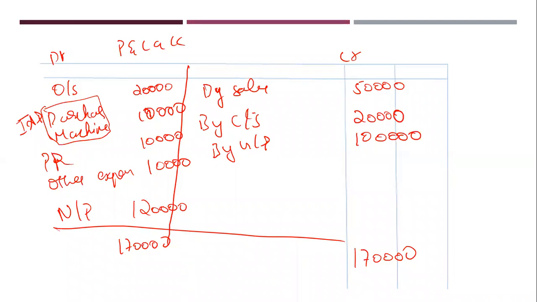When you discuss the depreciation concept, there are many things to discuss. Each class we can discuss individually. I'm just giving a briefing here. Other things we'll discuss when the time is needed. Is it clear? So here, for example, purchases in other expenses, 10,000.